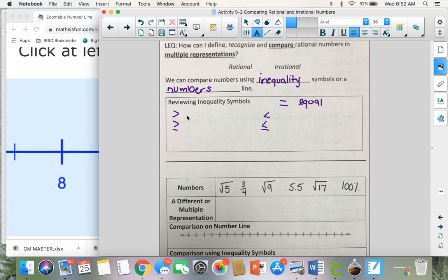Turn and talk to your group. What do these 4 symbols represent? What do they mean? When you're ready, push play.